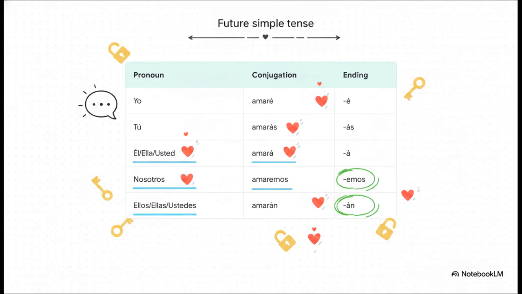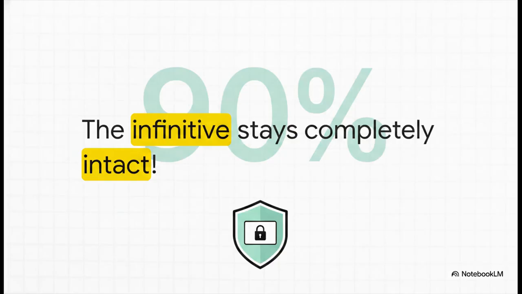I really want you to look closely at that middle column. Look at the word amar. It's totally untouched. It's sitting right there at the front of every single conjugation, plain as day, right before the ending is attached. See? This brilliantly illustrates the magic of the future tense. The infinitive stays completely intact. You don't need to learn a new base word. If you know the verb, you're basically 90% of the way to talking about it in the future. I really hope this lowers your language anxiety a bit, because this is a pattern you can absolutely trust and build your confidence on.